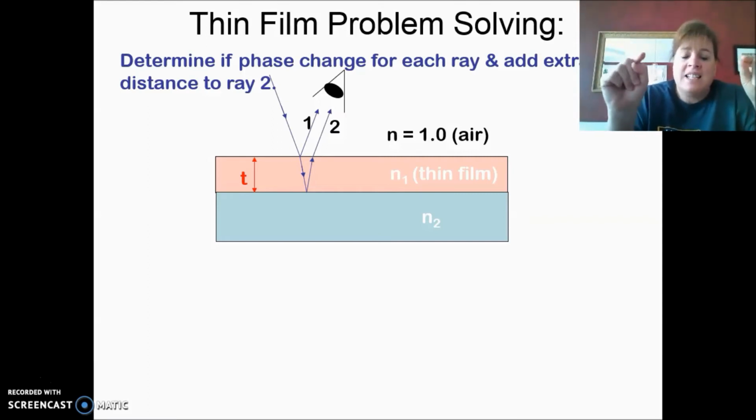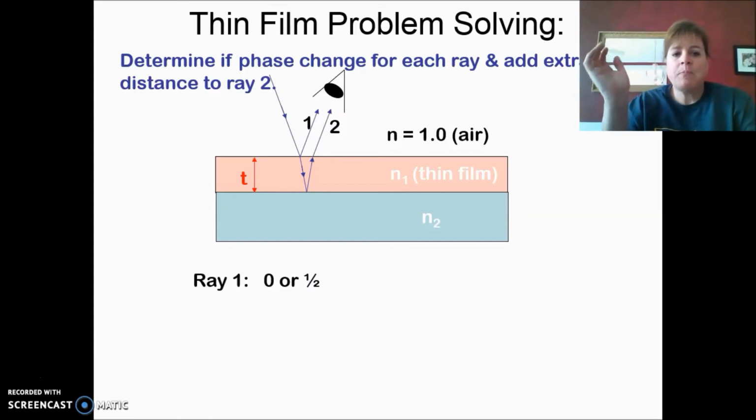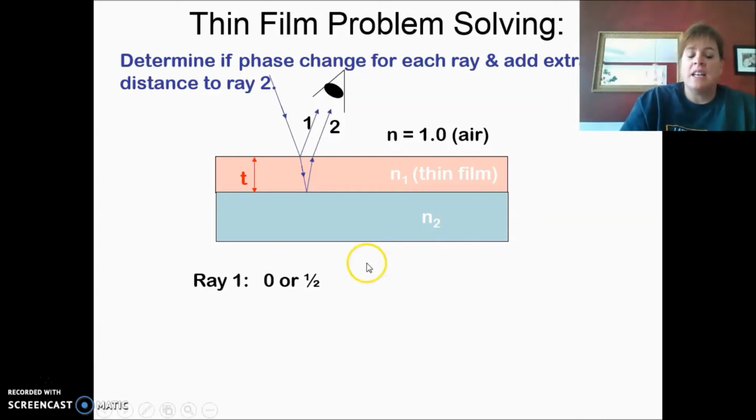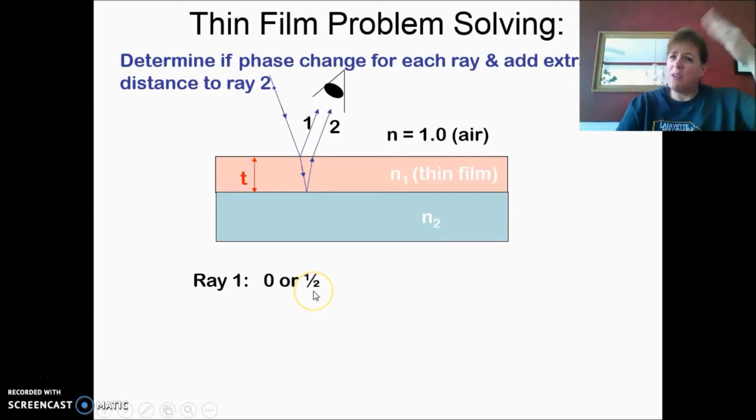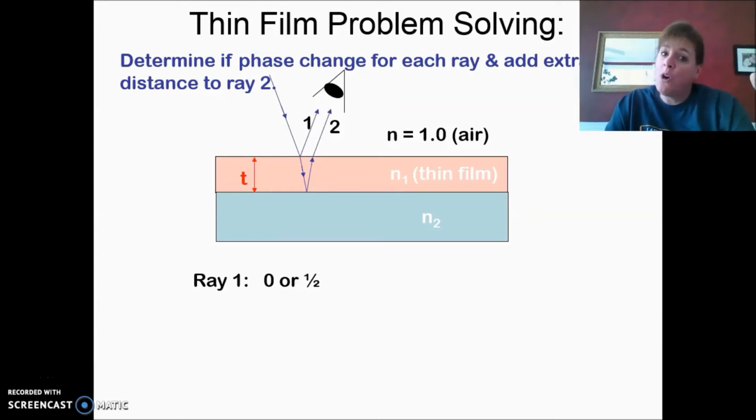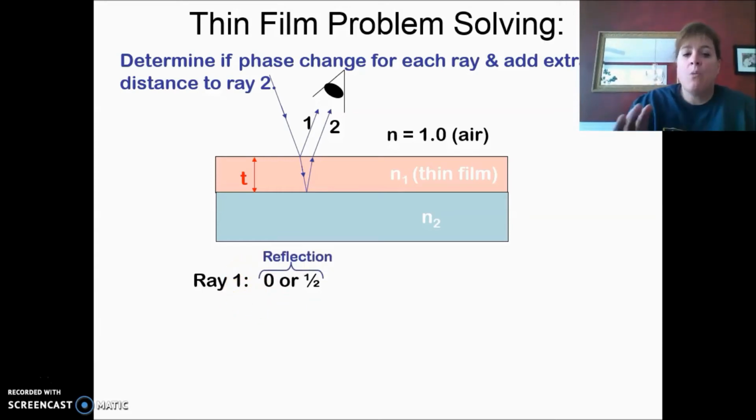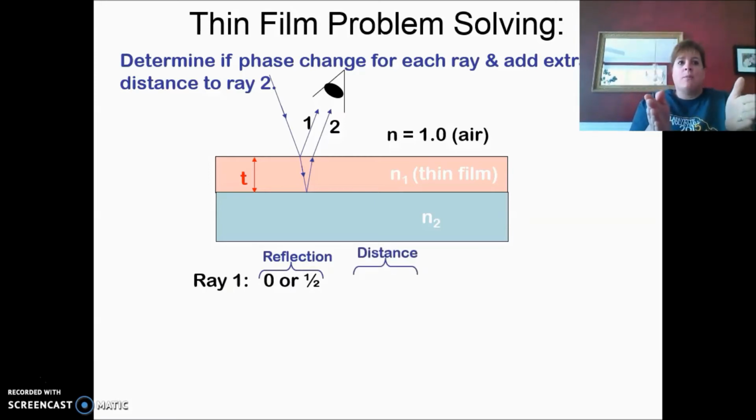So the way I like to set this up is like this. I say ray 1 either flips or no flip. High to low, no flip. Low to high, yes, flip. And if it flips, I assign it a half, because now it's out of phase by a half. If it doesn't flip, so high to low, no flip, then I just give it a 0. Ray 1 only reflects. It doesn't go an extra distance, so that's all I have to worry about, flip or no flip.